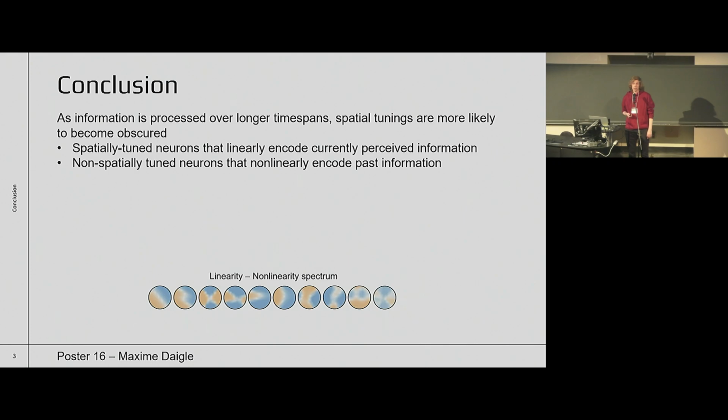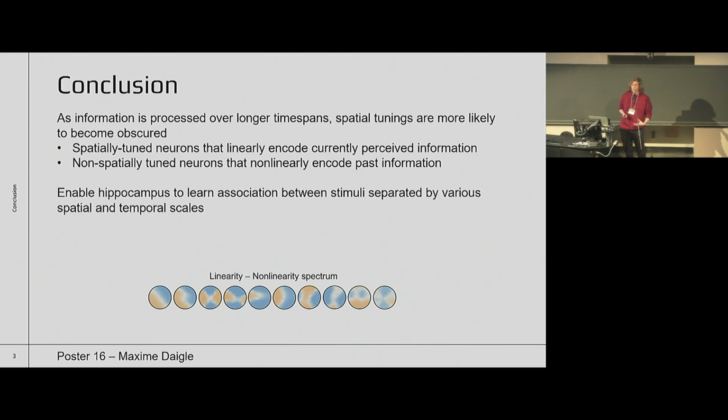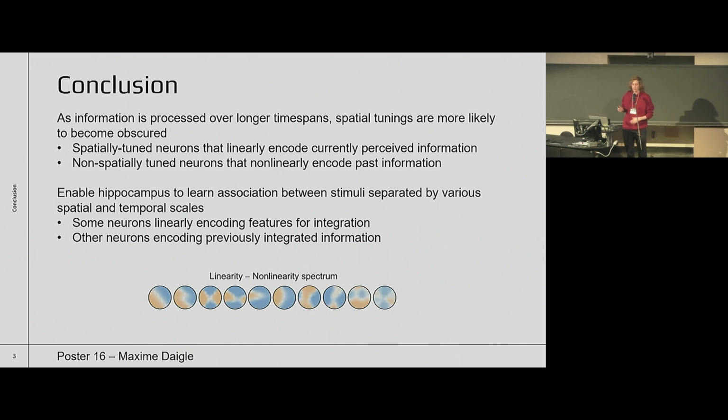And the existence of those two types of neurons also suggests that the neural mechanisms that enable the hippocampus to learn the association between stimuli that are separated by various spatial and temporal scales could be those two types of neurons, where there's the neuron that encodes the features that need to be integrated, and the other neurons that encode the previously integrated information, so that both pieces of information are available at the same time in the hippocampus, and the new experience can be integrated with the previous experience.